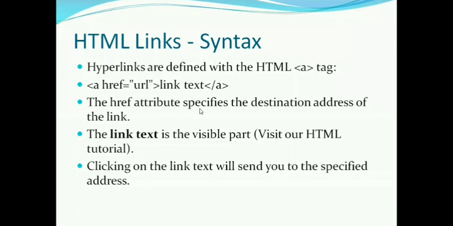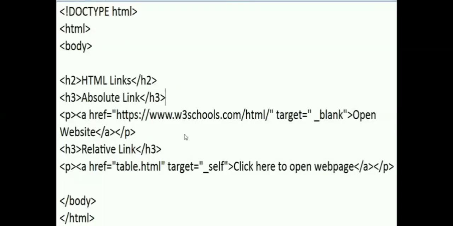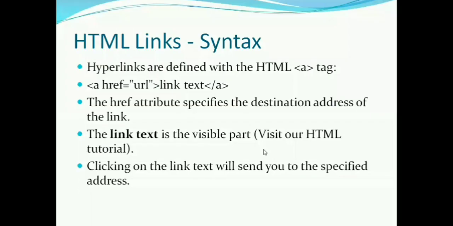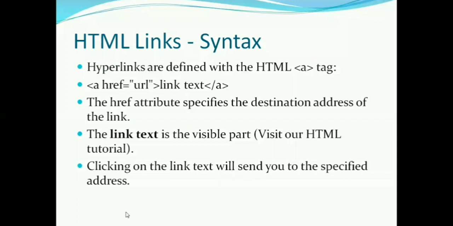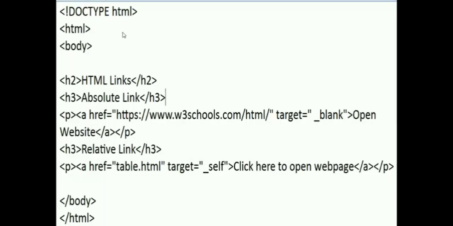The href attribute specifies the destination address of the link. The link text is the visible part. Like here you can see, the link text is the visible part which will be displayed on the screen. Like I have used there in the example, "Visit the HTML tutorial", because I have given the website link over there. Fine. Click on the link text and it will send you to the specified address.